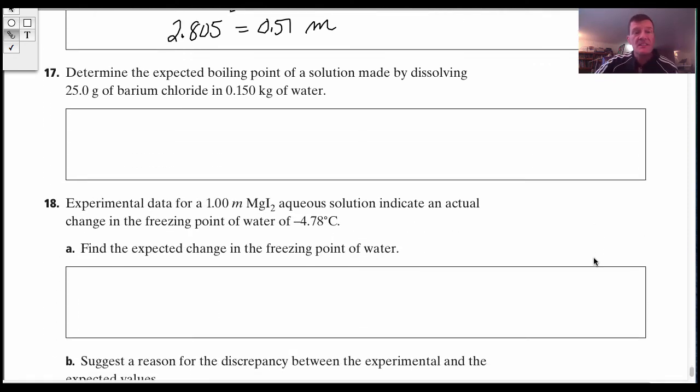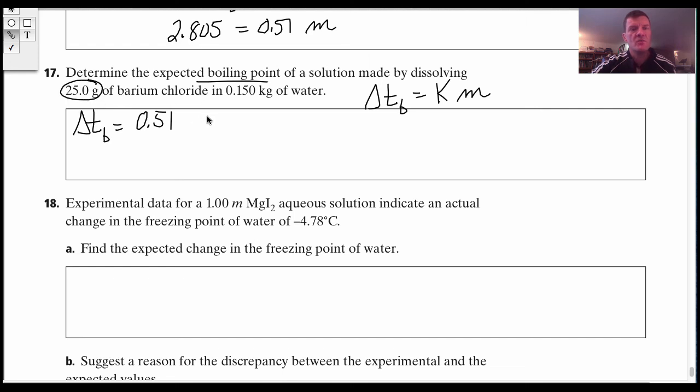17. Determine the expected boiling point of a solution made by dissolving 25.0 grams of barium chloride in 0.150 kilograms of water. Okay, so this is your formula. Delta T for boiling, the change in the boiling point, is equal to the constant times the molality. Expected new boiling point. And what we have here is our constant for boiling is 0.51.